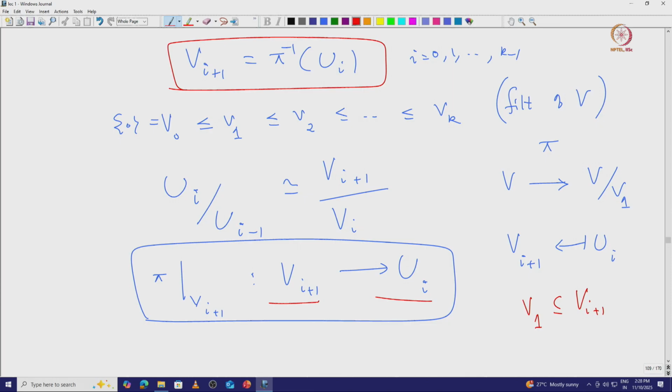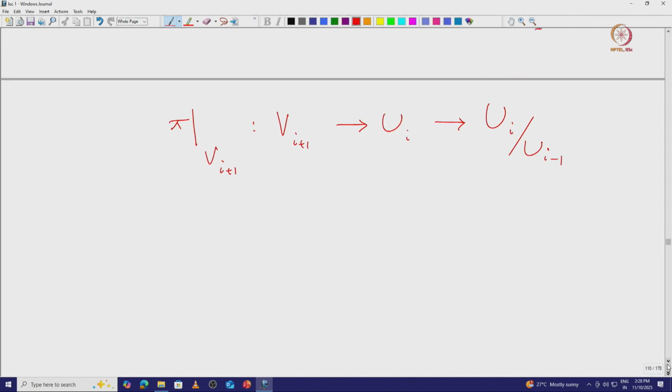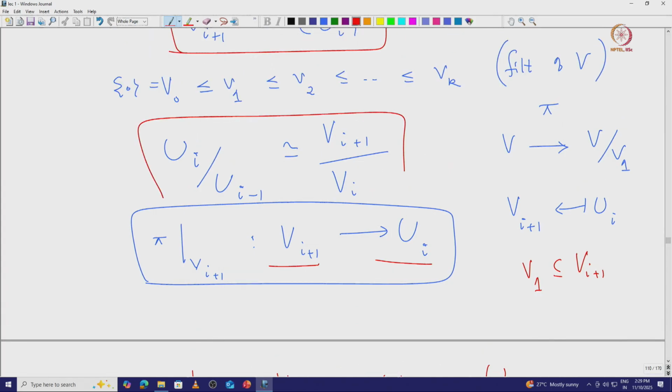Let's compose the maps and see what happens. So, we have pi restricted to V_{i+1}, which gives a map from V_{i+1} to U_i, and then you have the quotient map from U_i to U_i modulo U_{i-1}. This is the quotient that we are interested in understanding, and we are claiming that this quotient is exactly isomorphic to V_{i+1} modulo V_i. This is the claim that we are making.